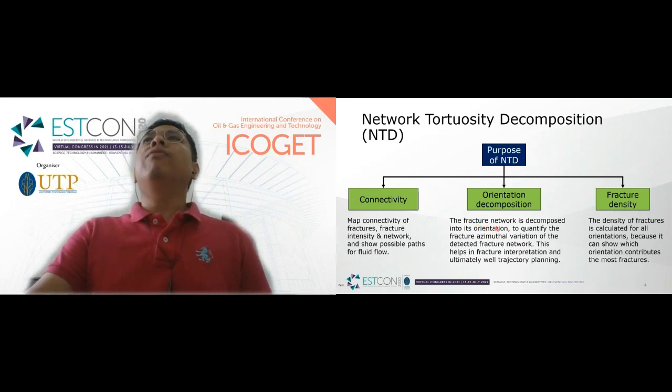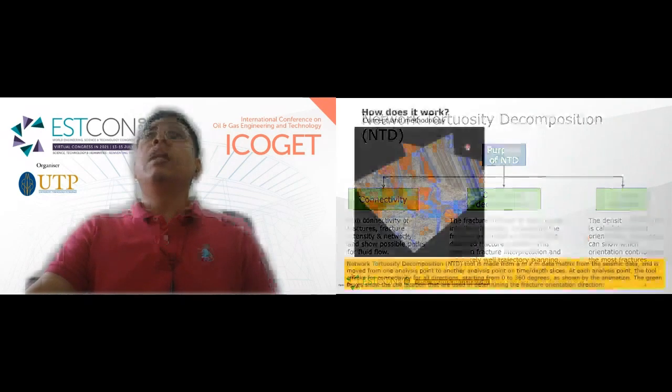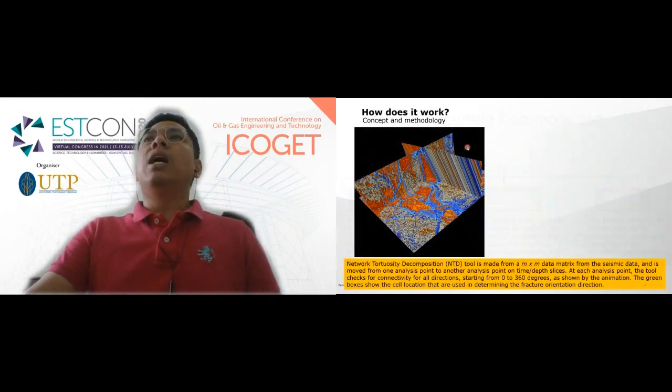Another benefit of NTD is it will produce one rose plot as output to show the density of fractures for all orientations. So from here, we can know which orientation contributes the most fractures. Now we come to the next question. How does the NTD work? I will explain the workflow and the algorithm of it.